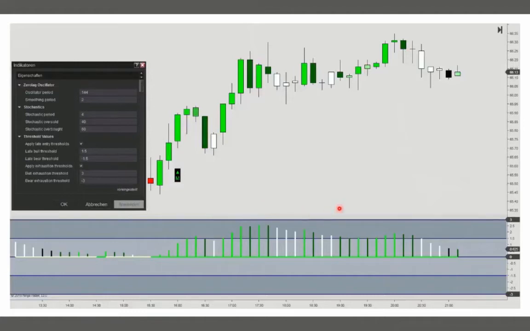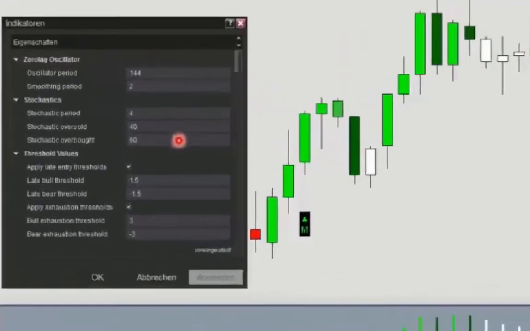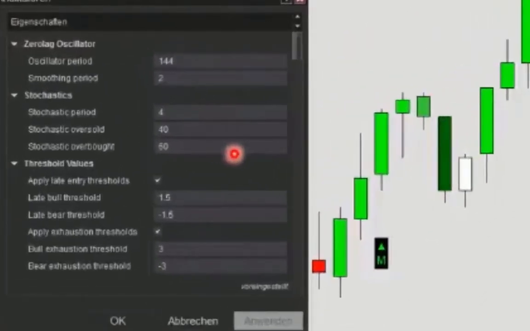And I think the last retracement signal was this one here. And that too is above the 1.5 threshold. So you see we have also added the option to define the stochastics oversold and overbought levels. Those are set by default to 40-60. The default look back period is 144 for the oscillator.